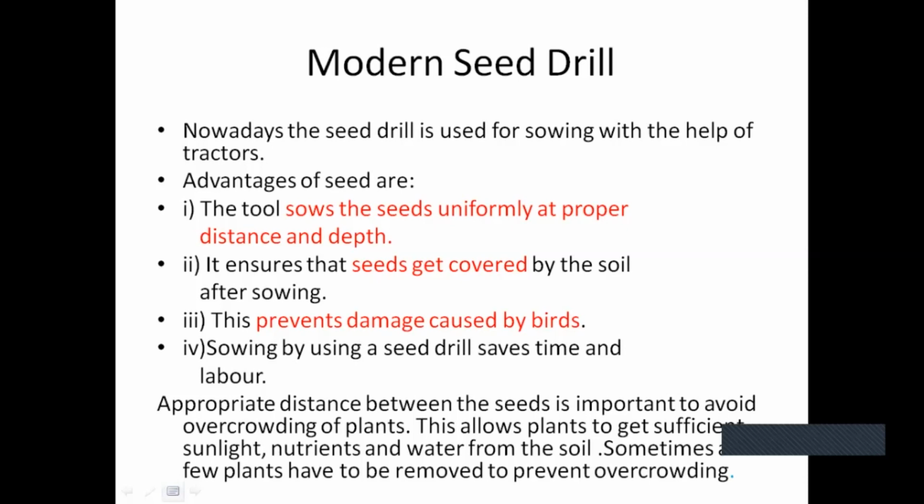Now, sowing by the seed drill saves time as well as labor and money of the farmer, right? So this is what we can say are the advantages of the modern seed drill. Now, what happens if the seeds are grown very close to each other? Why should the appropriate distance be maintained between the seeds?